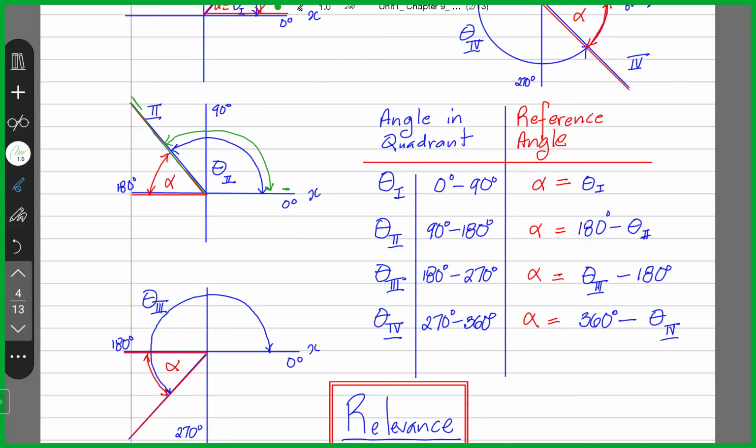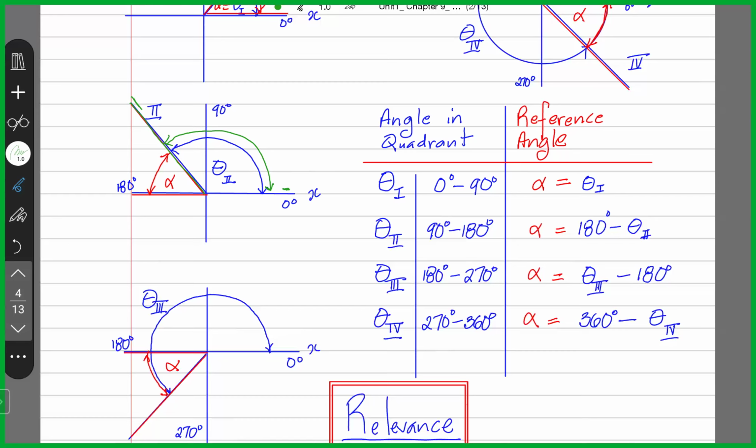All right. So you'll notice that the reference angle alpha in the second quadrant is equal to 180 degrees minus theta. So for example, if theta is 150 degrees, the reference angle would be 180 minus 150, which would be 30 degrees. So the reference angle for 150 degrees, which is in the second quadrant, is 30 degrees.